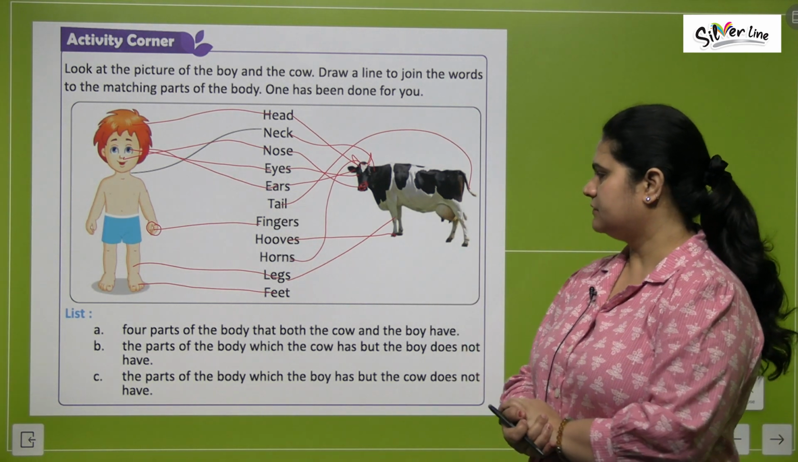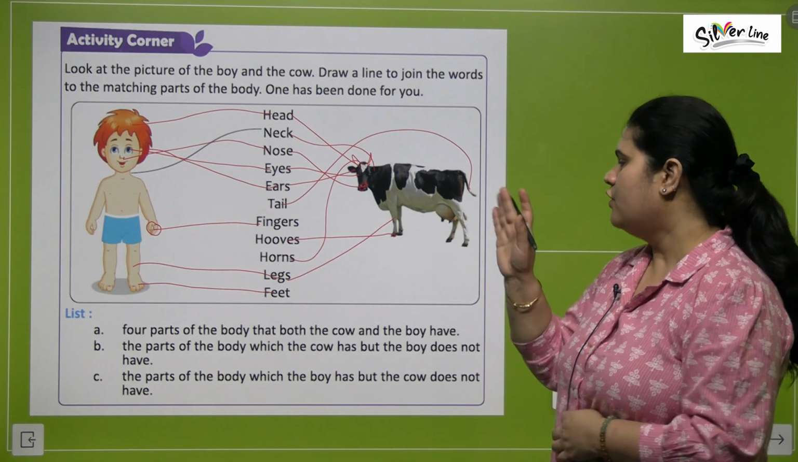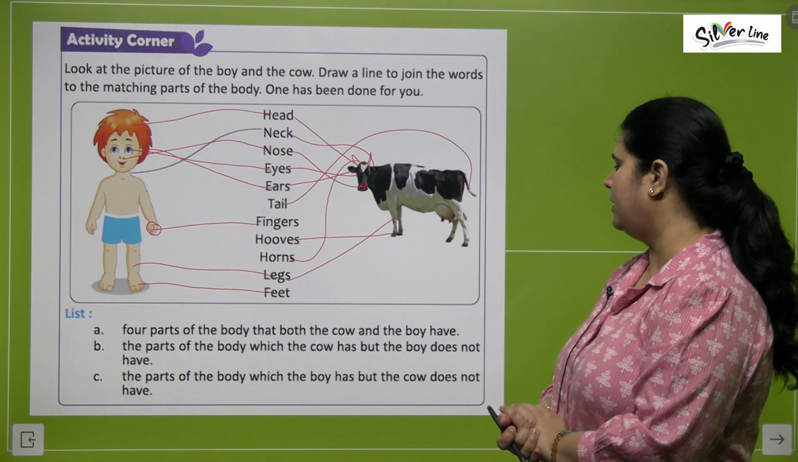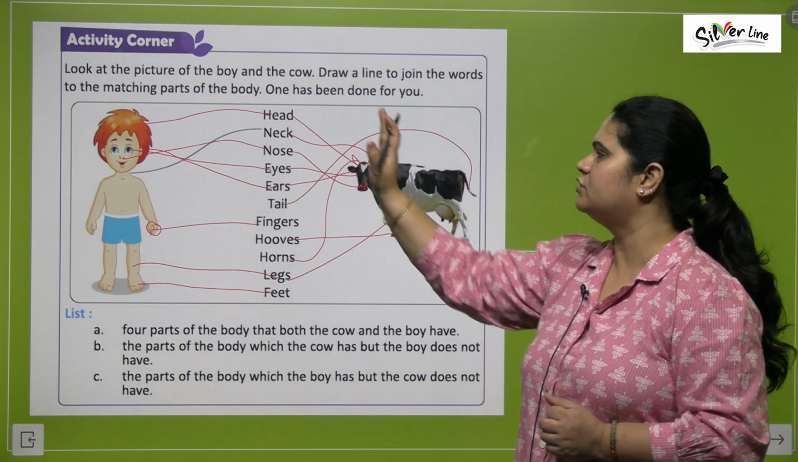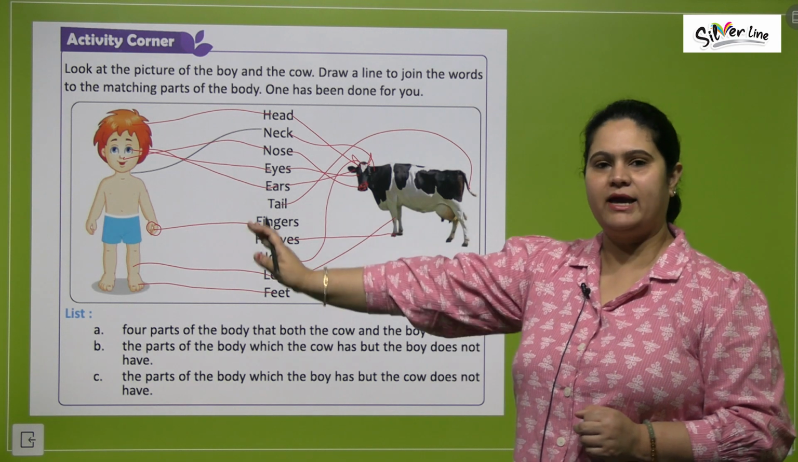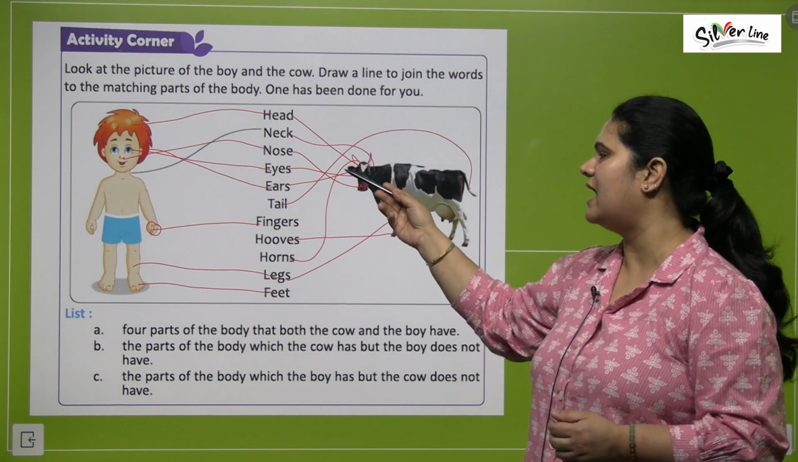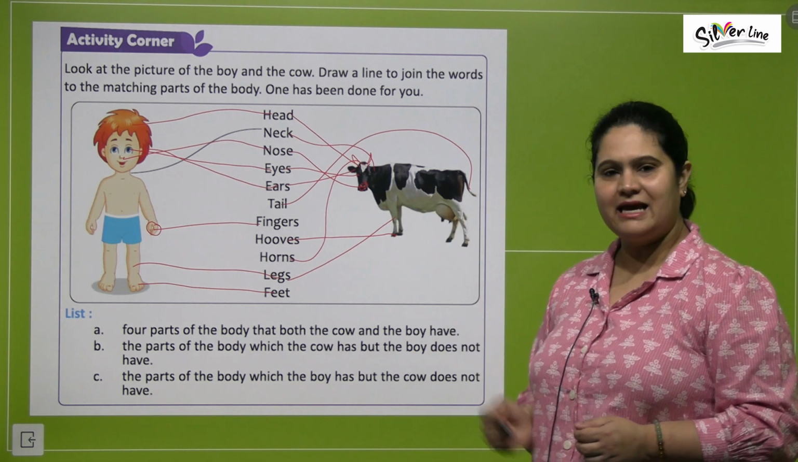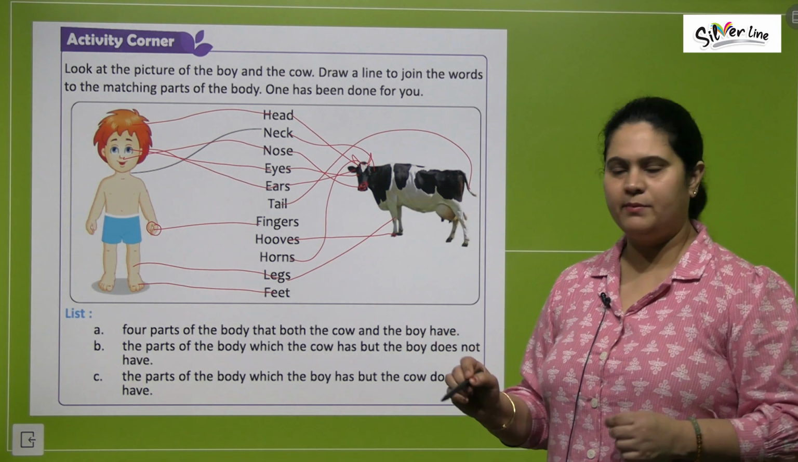Now, children, you have to list. That means you have to write down 4 parts of the body that both the cow and the boy have. ऐसे कौन से body parts हैं जो cow के पास भी हैं और boy के पास भी हैं? There are so many like head, neck, nose, eyes, ears, legs, right? These are all the body parts that both of them have in common.